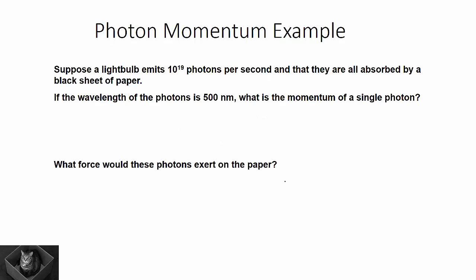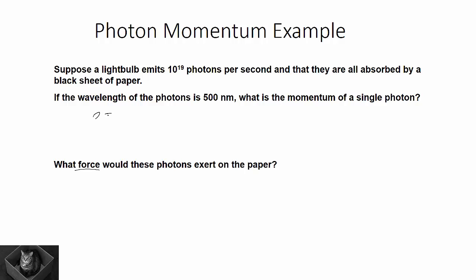And a little example here, if we have a bunch of photons that are hitting a piece of paper, we're going to figure out the force, because if you have momentum and that momentum changes, that will exert a force. So massless particles, photons, can exert forces. As we'll see, they'll be pretty small. But to start out with, let's find the momentum of a single 500 nanometer photon.